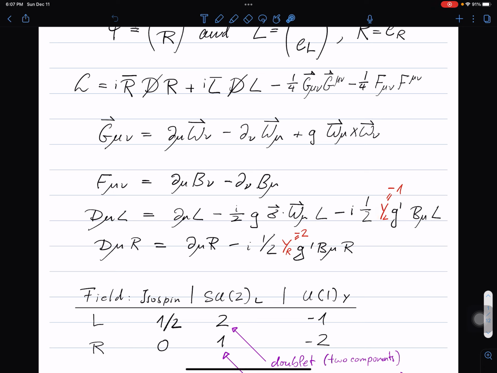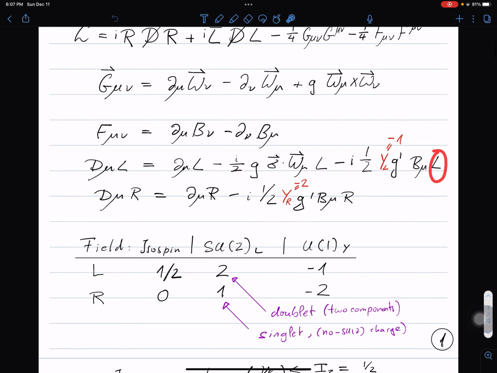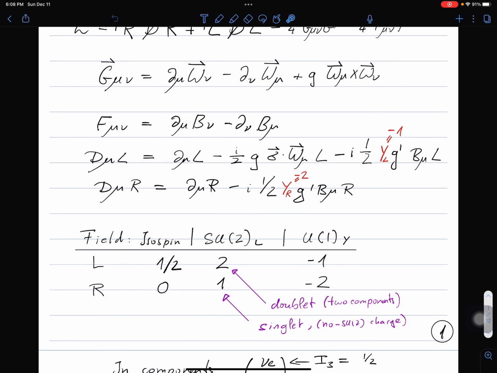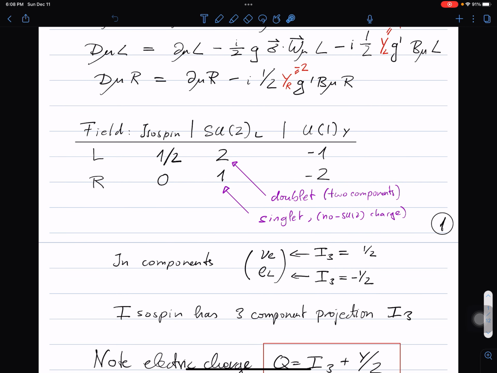We have to pick it. We pick it to a certain number, and as I'll show you, it needs to be this number to reproduce nature. We call the strength of the interaction g prime, and then B is the U(1) gauge field times L. This is the fermion here. For the right-handed fermions, this second term for the SU(2) interactions is absent. The second term with the interactions with the U(1) field is the same, just with the charge -2 instead of -1. Now let's have a look at the table of the charges.